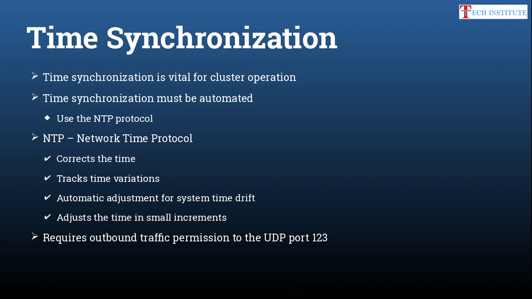And if you are planning to have NTP configured on the cluster nodes, have an outbound policy added into your firewall for UDP port 123. This port number 123 is for the NTP protocol, and NTP uses UDP, not TCP.